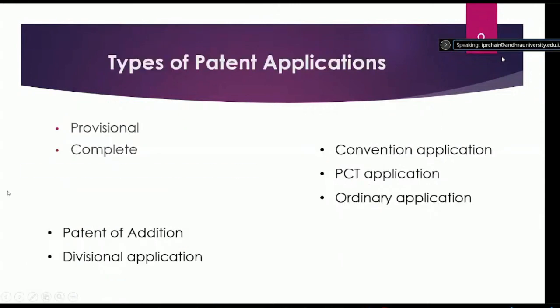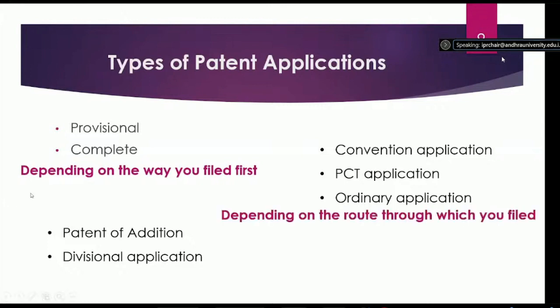First one is provisional and complete application, depending on the way you filed first. So if you are ready with your full data, you can file complete patent application. If you are not ready, and if you think that you will be ready within next 12 months, you can file the provisional patent application. So you have the obligation to file the complete specification within 12 months of time. Otherwise, your application will be rejected, will be abandoned. In legal terminologies, it's called abandoned. So patent, depending on the way it is filed, there are 2 kinds of application, provisional and complete.